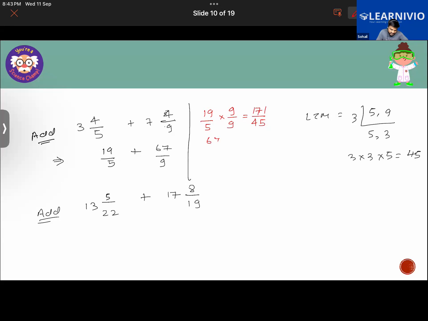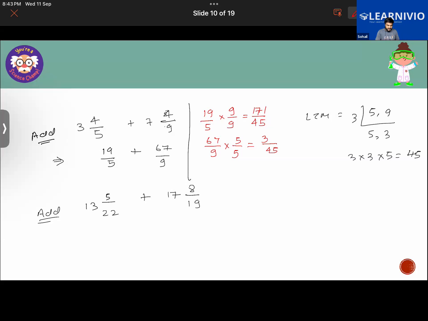Now 67 upon 9. Okay, by what number should I multiply it so the denominator becomes 45? 5, sir. So this one also has to be multiplied with 5. 67 fives will be 300 and 35.